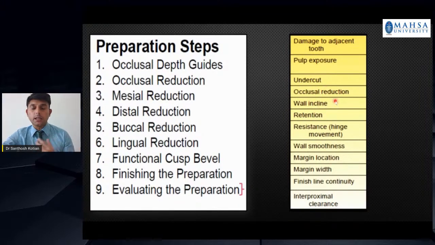Occlusal reduction, I already told you how to check. You can either use a bite registration material or a wax. And then margin location, depending on whether you have decided to do supragingival or subgingival. If it is subgingival or equigingival, you might have to use a gingival retraction. Make sure that you have not damaged the tissues and check everything, finish line continuity and interproximal clearance.